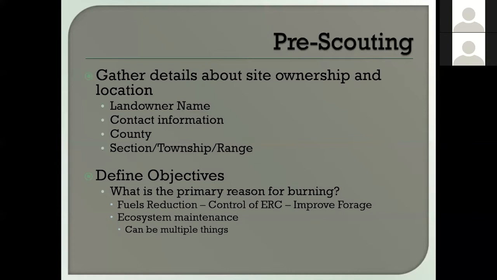But having an objective is really important too, because your burn parameters are basically going to be defined by your objectives of what you're trying to accomplish. So it's important to define those, because your weather parameters are going to be completely different for control of eastern red cedar than they would be for just an ecosystem maintenance burn.